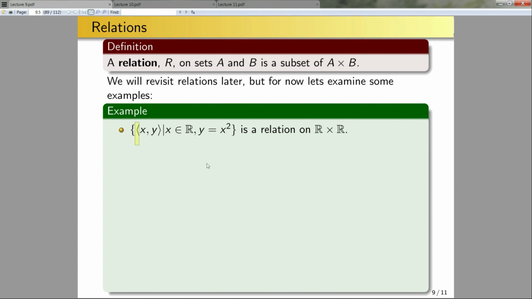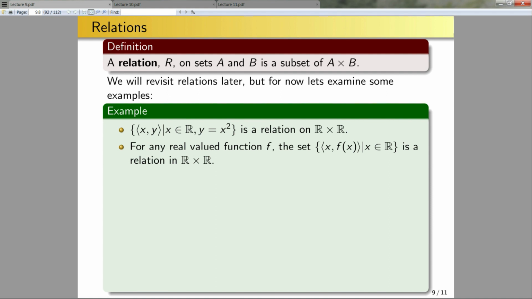So next, for any real valued function f, so just think of a function from calculus, for example, the set of ordered pairs x comma f of x for x a real number is going to be a relation in R cross R. So in particular, you could call this relation the graph of f of x, since it's the collection of all the points that would lie on the graph of f of x if you were to draw it in your standard way. So from here you can start seeing why relations might be useful, because graphs are useful, and graphs, if you define them as the collection of the points in the Cartesian plane, are an example of a relation.